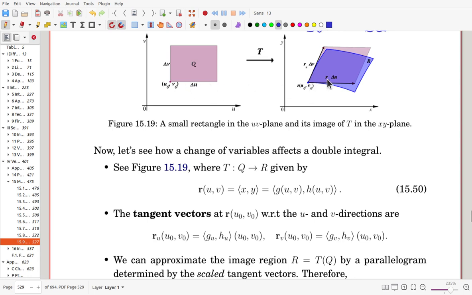directional vector times delta U, the length is delta U, that is exactly this vector, and R sub V is the image of that directional one, the V directional derivative, and delta V. That is exactly the image of this vertical line segment. Now, these two vectors will make a parallelogram, and we'll try to get the area of the parallelogram and use this area to approximate the area of the original region.